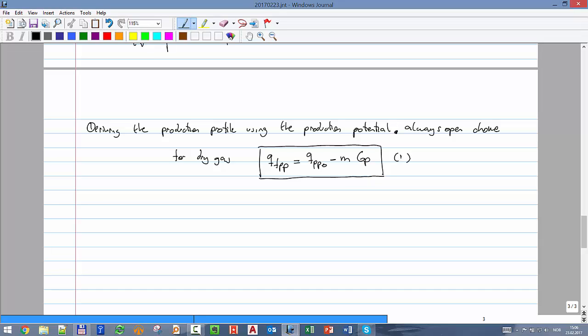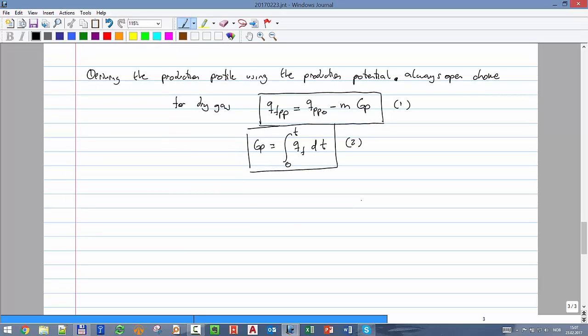Then the other equation that I have is that GP is the integral from time 0 to time t of Q of the field times dt. So that's the other equation I have. Now the third equation is saying that, using that statement, I'm always operating at open choke. If I'm always operating at open choke, that means that Q of the field is all the time going to be equal to the Q of the production potential, right? So let's use that, and the way we do it is we put that equation inside.